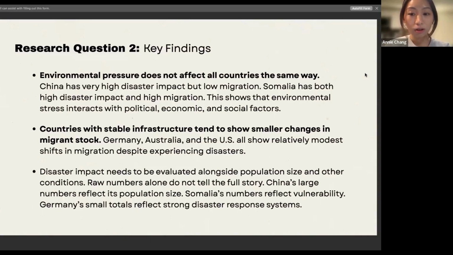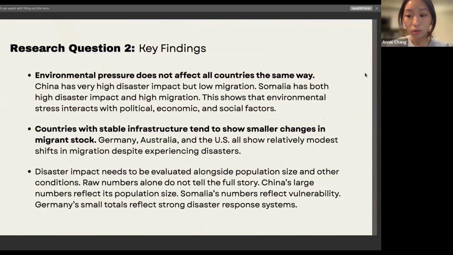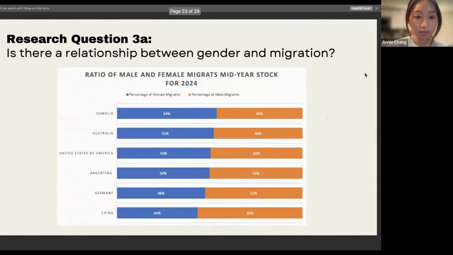Overall, our early analysis suggests that natural disasters are only one piece of a much larger migration puzzle. Understanding these patterns will help us refine our research questions and guide the next stage of our project. And moving on to the next research question.